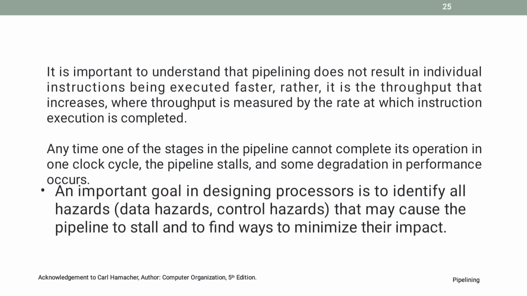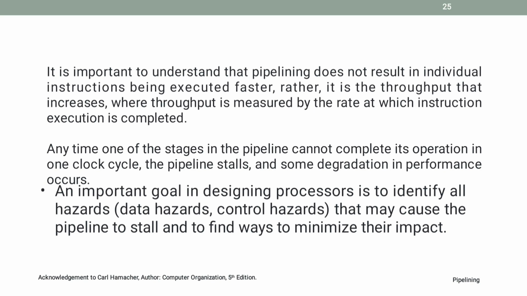It is very important to understand that pipelining doesn't result in individual instructions being executed faster. Still, each instruction takes the same original time, but due to overlapped execution or simultaneous execution of different stages in the pipeline, the overall execution time of the program is reduced. So it is the throughput that increases, means per second totally how many instructions are executed, that actually increases.